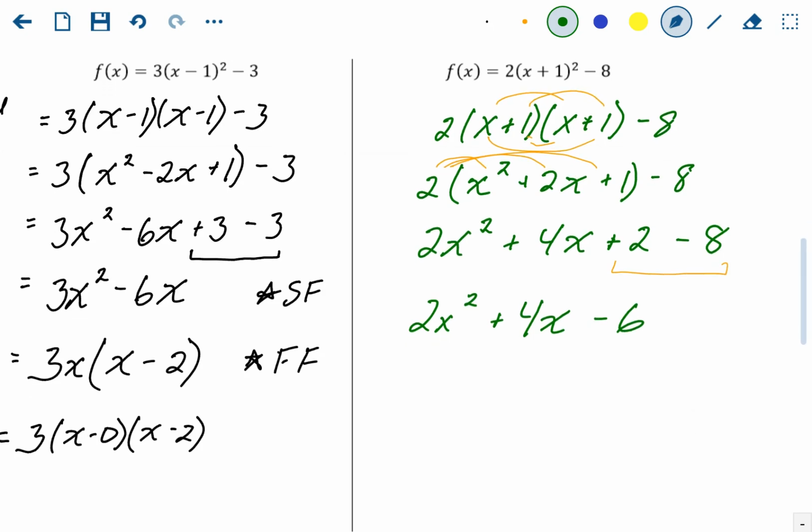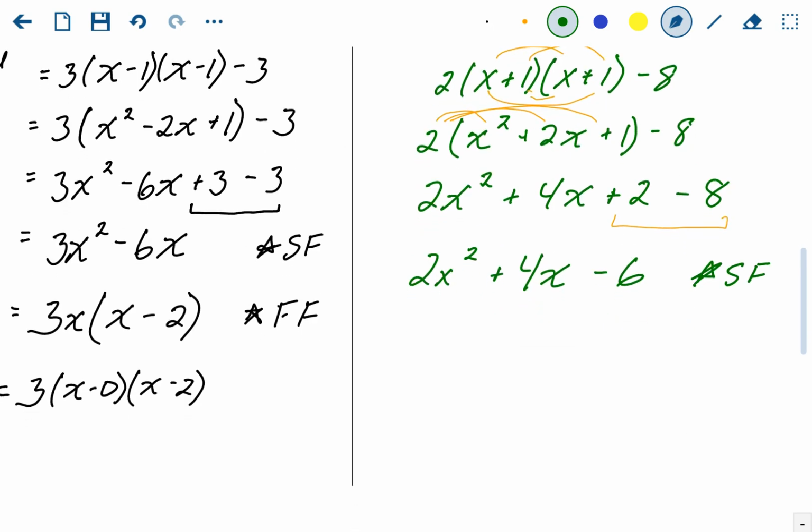So now we're in standard form. Again, started in vertex form, now we're in standard form. We need to get to factored form. So to go from standard form to factored form, I always check for a GCF first. There is a GCF. It's a 2. So pull out the 2. Leaves behind x squared plus 2x minus 3.